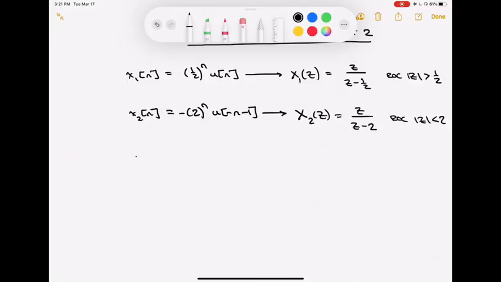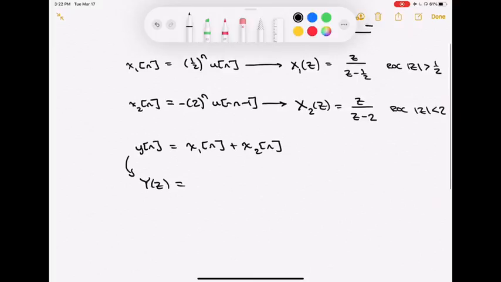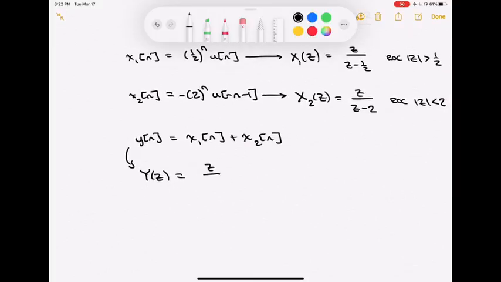What I would like to do is look at these in combination. So I have a y of n I'm going to create as the combination, the sum of x1 of n plus x2 of n. In this particular case, I'm summing two signals. A Z transform is a linear operator. We can see that because it's based on a summation itself. And we can hopefully just take the Z transform by summing up the two individual Z transforms we had before. We've already solved those above. And so when I get my y of z in this particular case, the first term is going to be that z over z minus 1/2, right? The second term is z over z minus 2.